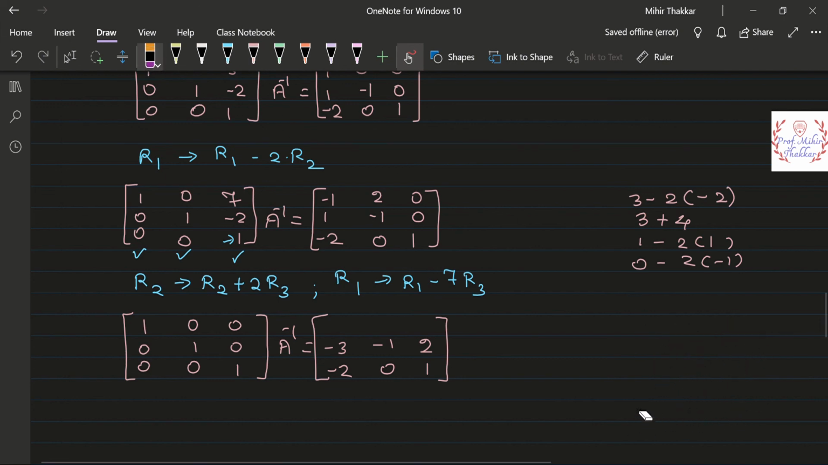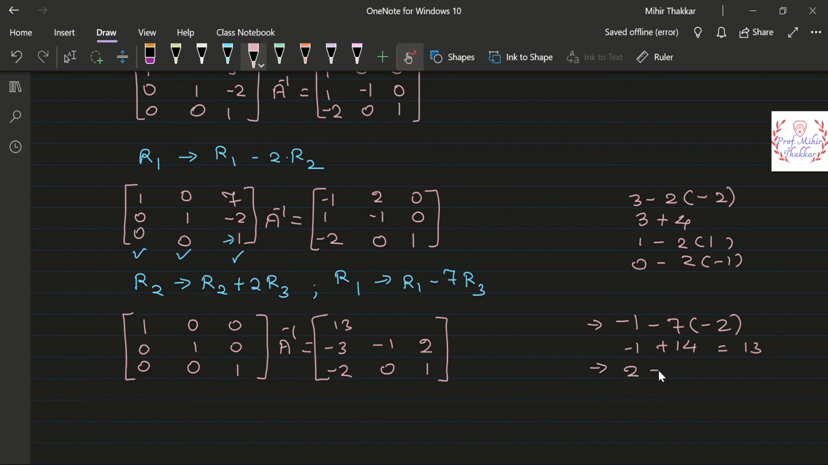So in the right hand side, first element is negative 1. Negative 1 minus 7, and the R3 element is negative 2. So it is minus 1 plus 14, which is equal to 13. That is our first element. Second element over there is R1 element is 2 minus 7 into element of R3 over there is 0. So 2 minus 0 is 2. And the third element is 0 minus 7 into the R3 element over here is 1. So this is negative 7.